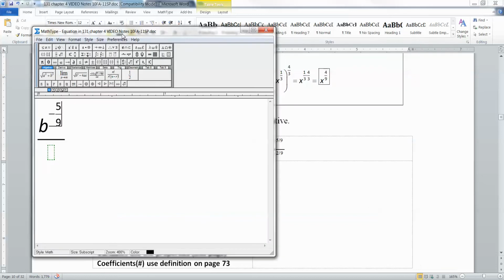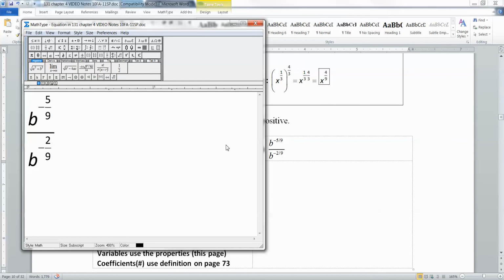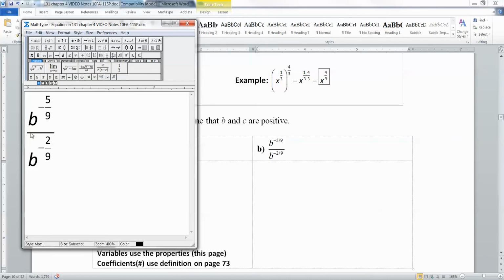I think it was -5/9. Yep. Over b to the, and I like retyping these because I want you to see that you can write them either way. So I can write them more in fraction form like you guys are used to, or I can write it more as a division form, like what I put in the notes.